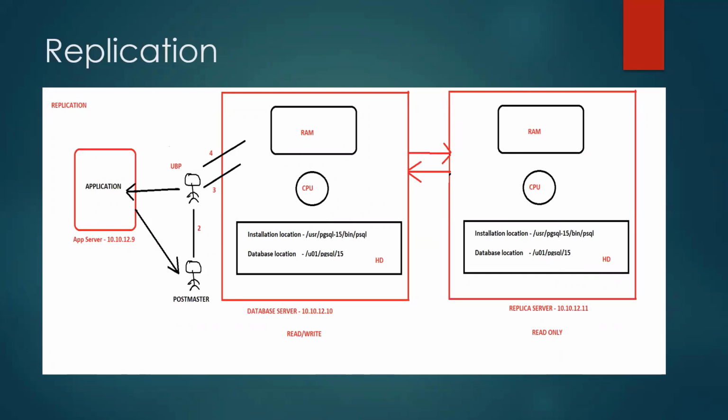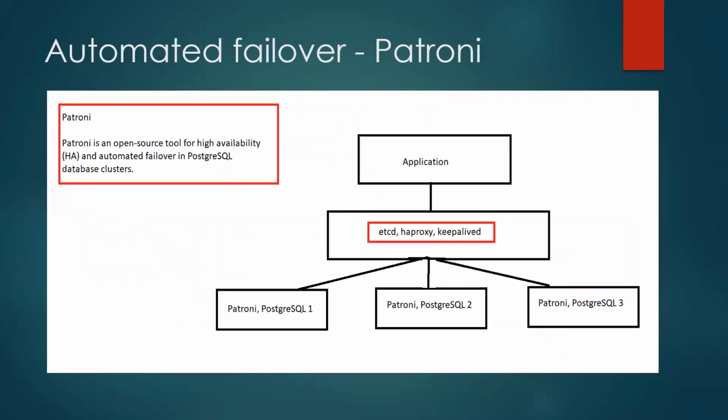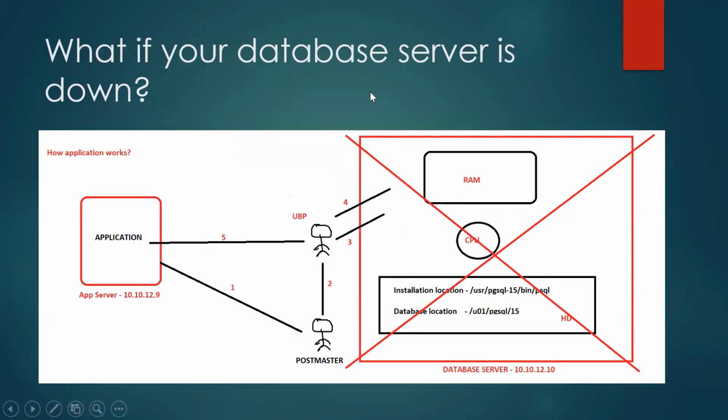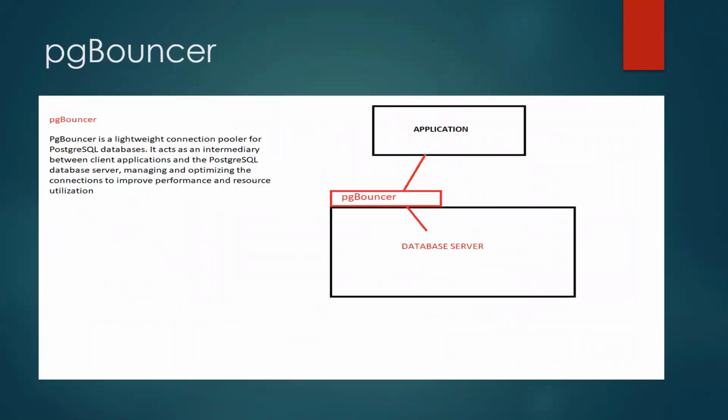To make use of standby for read-only connection, you use PG pool. To have an automated failover solution, you use Patroni. To help this guy establish faster connections, you use PG bouncer. So until here, it's community version. And to have this PG pool, Patroni, and PG bouncer, you need add-ons. We will discuss all these things in the classroom.